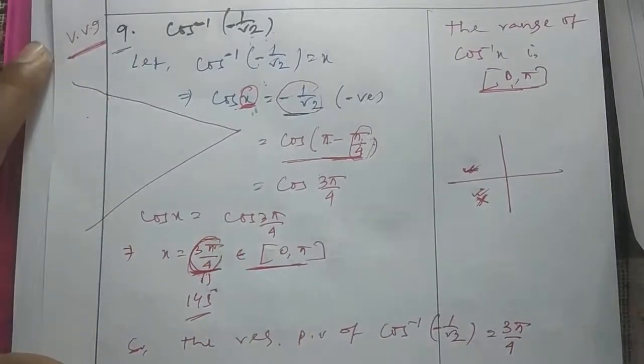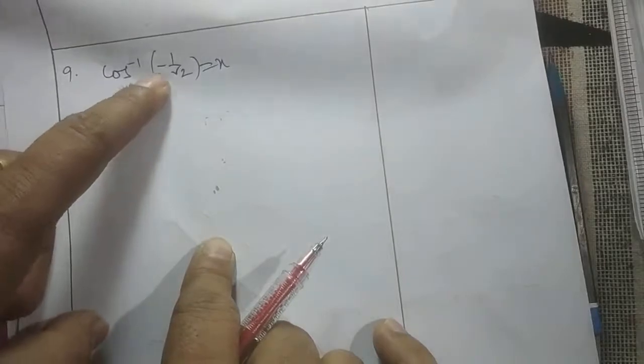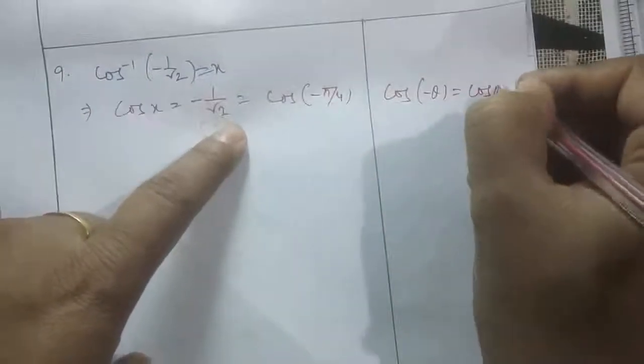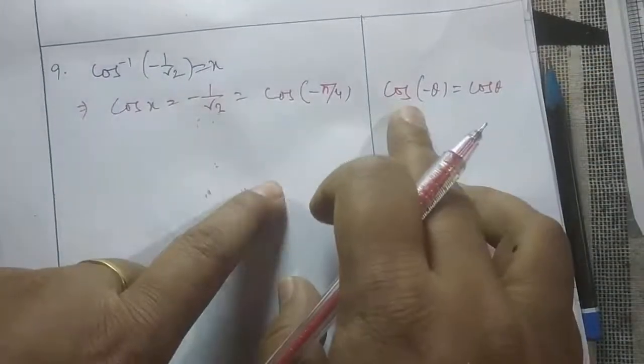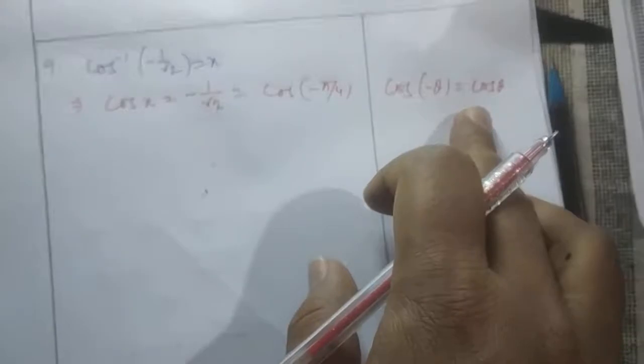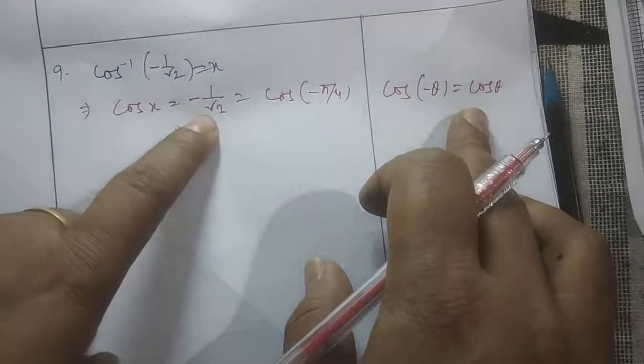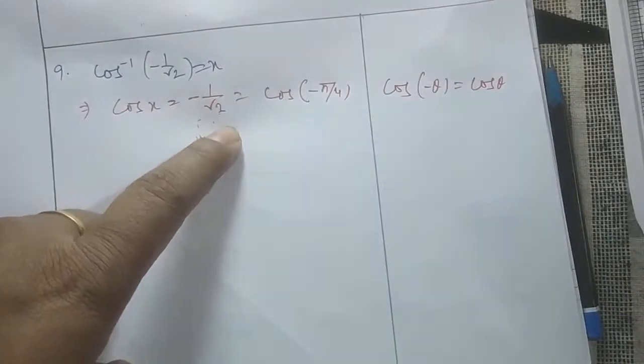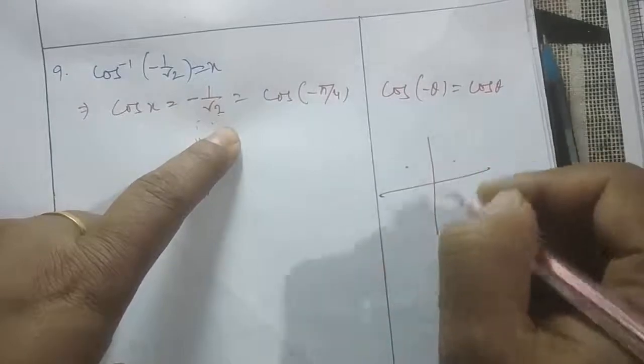Understood? Here we had cos inverse of minus 1 by root 2 equal to x. So from here we can write cos x equal to minus 1 by root 2, but it cannot be written as cos of minus pi by 4, because we know cos of minus theta is only cos theta. That means there is no effect of negative on the cos. That's why we have taken the help of quadrant.